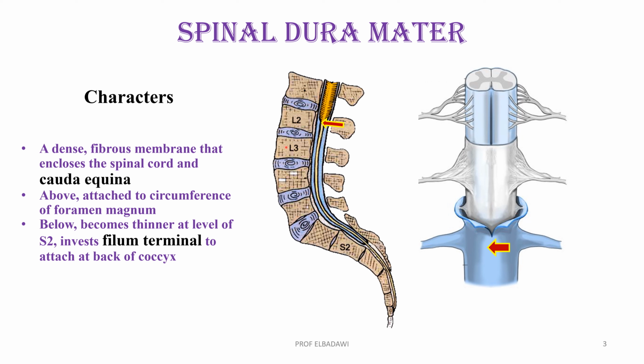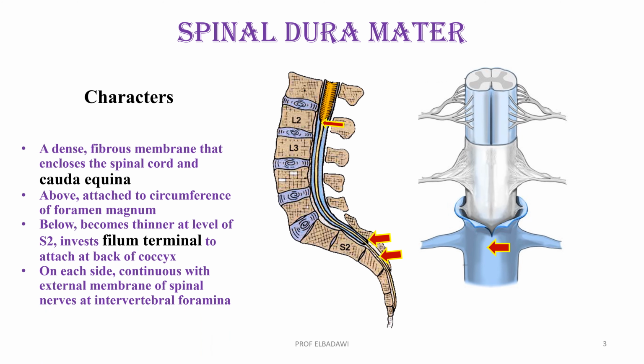Below, it becomes thinner and invests the filum terminale. This one here is the filum terminale. That is the end of the dura at the level of the sacral 2, the second piece of the sacrum. Then the filum terminale, which is supposed to be the termination of the pia mater, which ends at the back of the coccyx, is invested by the dura mater. That is the filum terminale here.